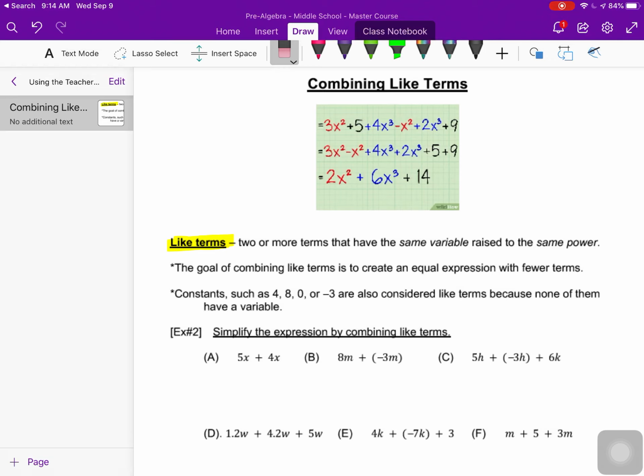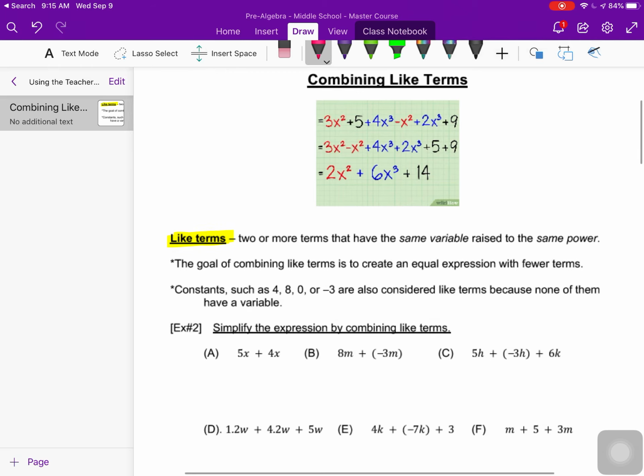All right, today we are going to learn about how to combine like terms. I realize this is review for a lot of you, but it doesn't hurt to hear it again. This should be something that you learned in Math 7 and something that you will need, especially when we start Chapter 1 in pre-algebra.